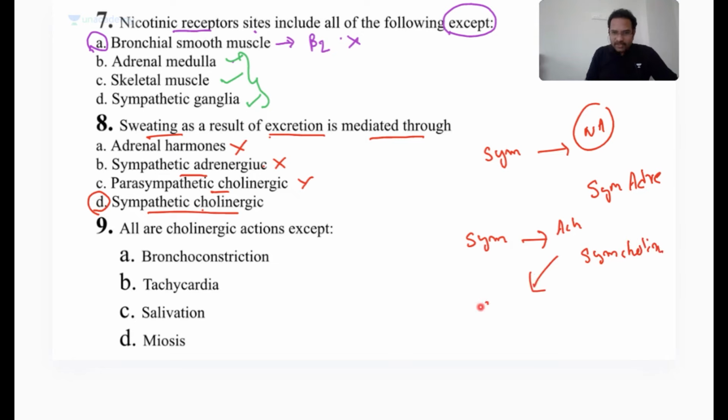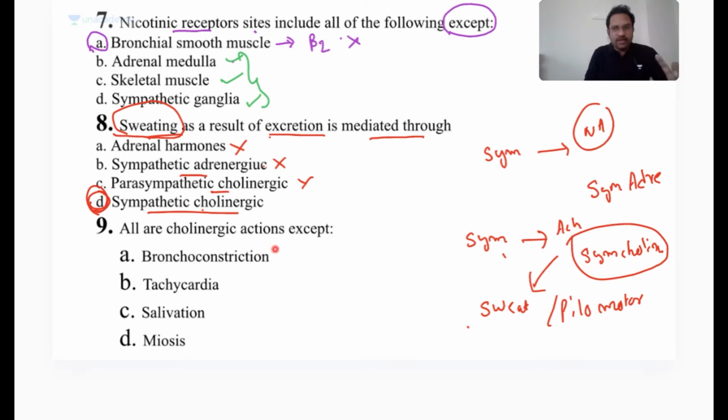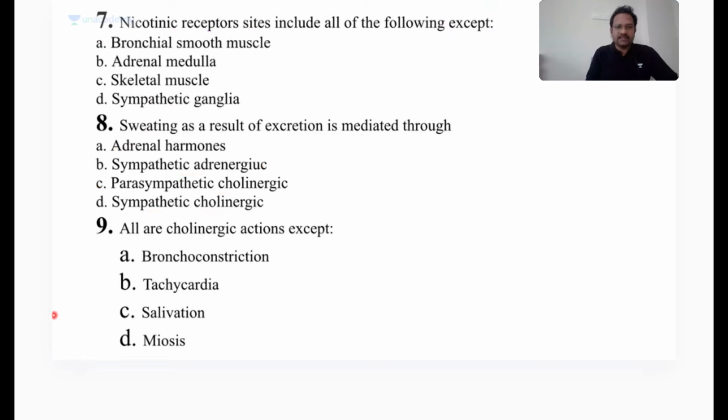These neurons you will find only with sweat glands and pilomotor erector muscles. Now the question is about sweat glands. So this is by sympathetic cholinergic. So option D is the correct one. Understand this properly. You have only one exception wherein a sympathetic neuron releases acetylcholine as a neurotransmitter. That is called sympathetic cholinergic and it is there with sweat glands. So option D is the right answer.